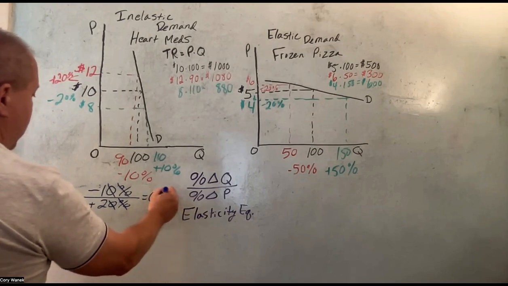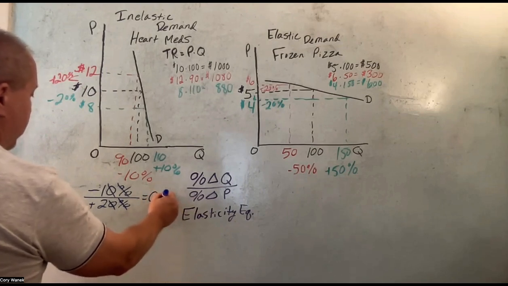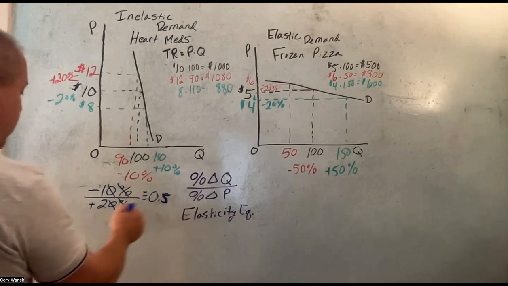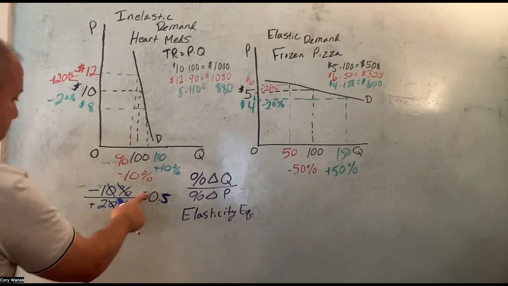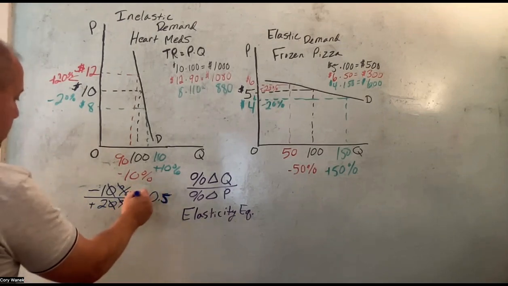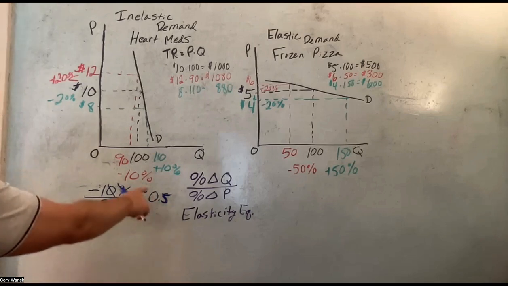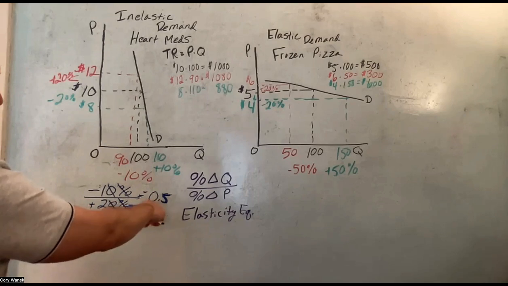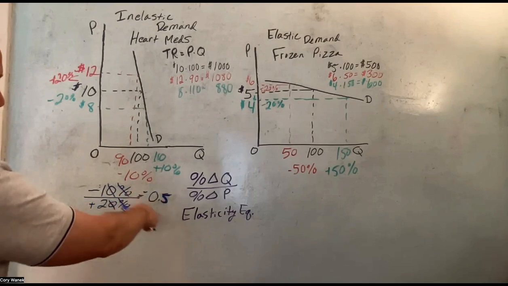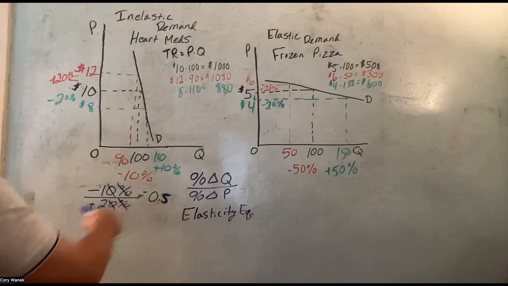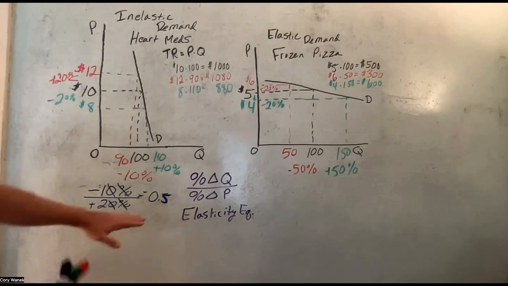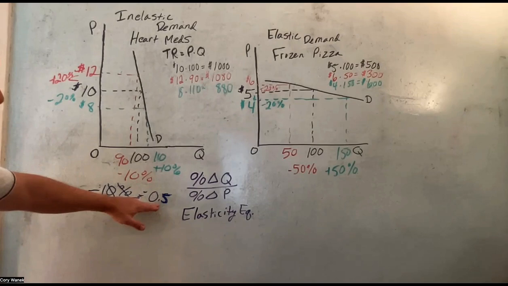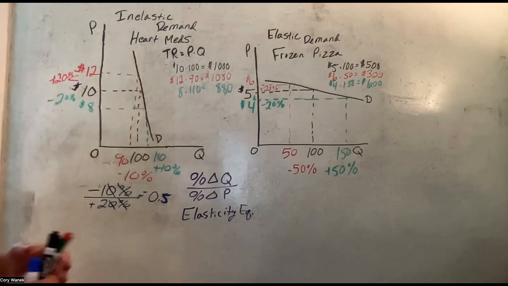Now, technically, it's a negative, but oftentimes we make it the absolute value. So if you have a homework assignment, they may make you put the negative sign in front of it. But again, we usually talk about the absolute value of it. So we'd say the elasticity is 0.5. Anything between 0 and 1, which this is, would be inelastic.